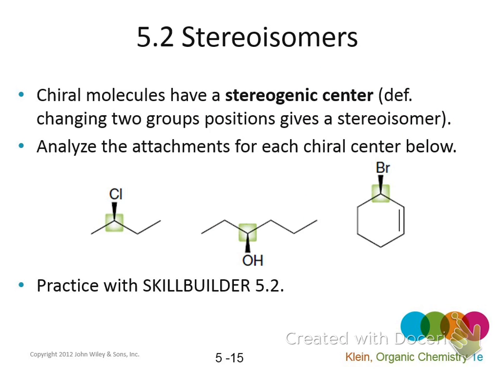Okay. Chiral molecules are said to have a stereogenic center. If you change two groups, it gives you a different stereoisomer. So if I have this molecule and it's chiral, and I draw it on paper, and then I switch two groups, I would end up with the enantiomer of that molecule. That's known as the stereogenic center. You can generate a stereoisomer by switching two groups on the center, which is kind of what we've been exploring right now. Okay, so analyze the attachments for each chiral center below, and decide what the 4 groups are.